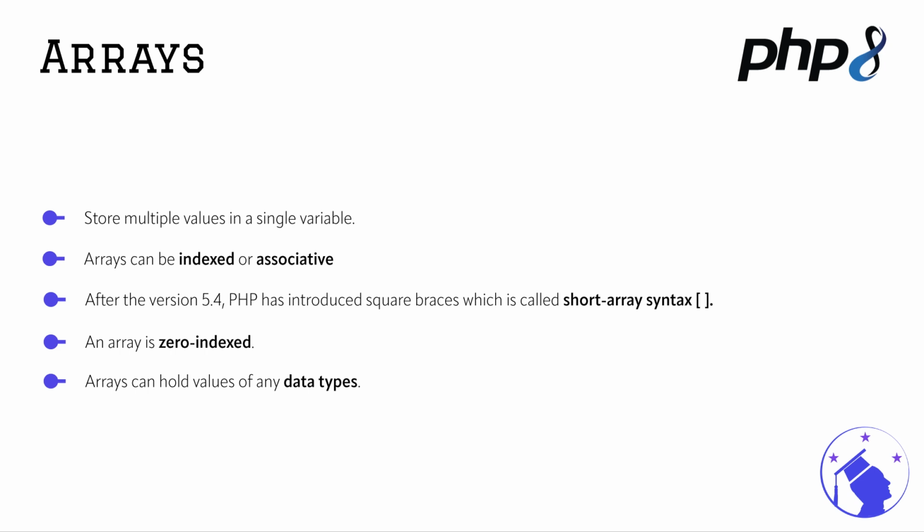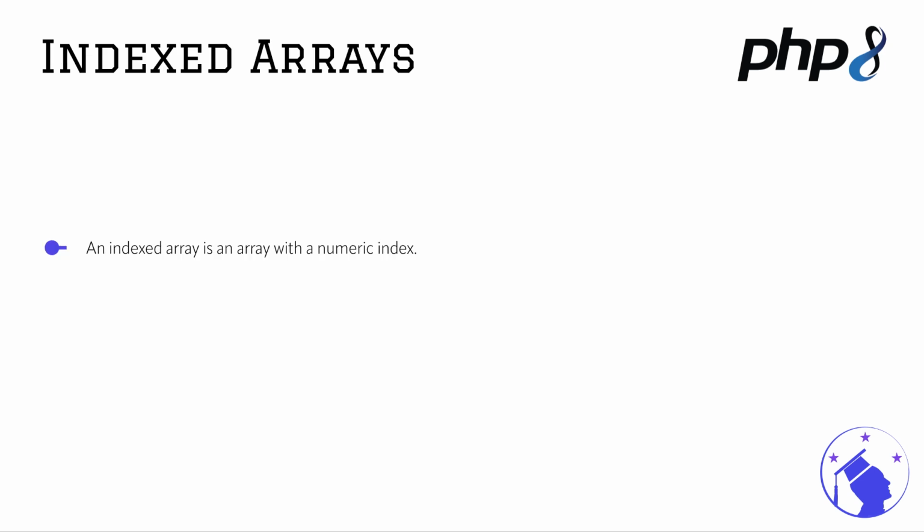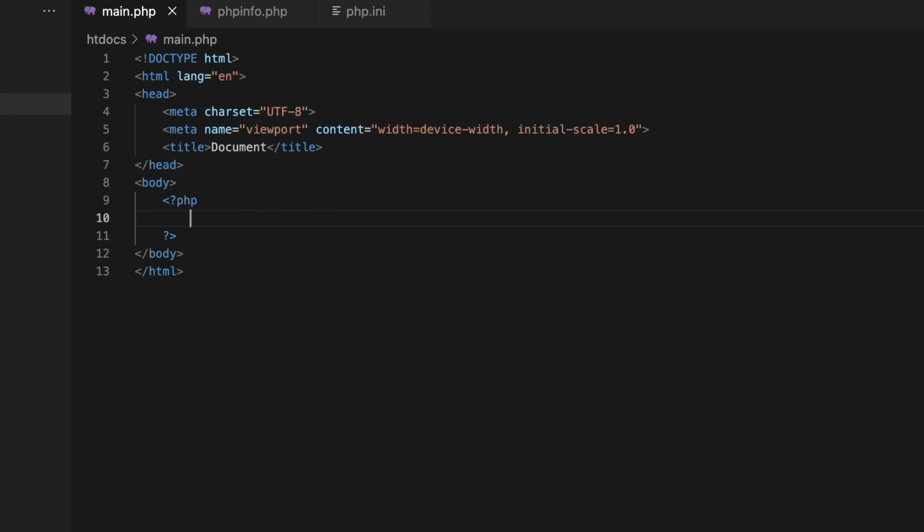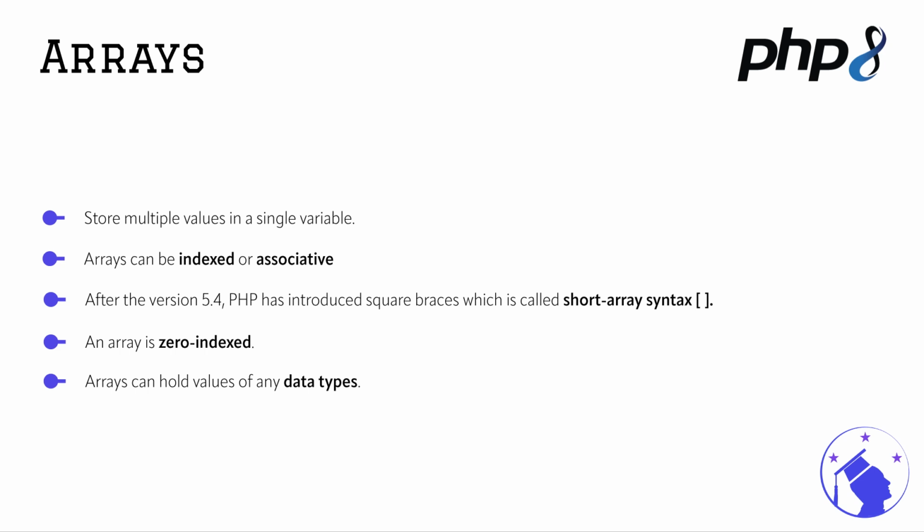First, let's look at indexed arrays. An indexed array is an array with a numeric index. Here's how you can create one. Let's declare a variable to hold an array and name it as fruits. To define an array, you can either type array and parentheses, which is an old way of defining PHP arrays. After version 5.4, PHP has introduced square braces, which is called short array syntax. So simply you can put square braces instead of the array language construct.